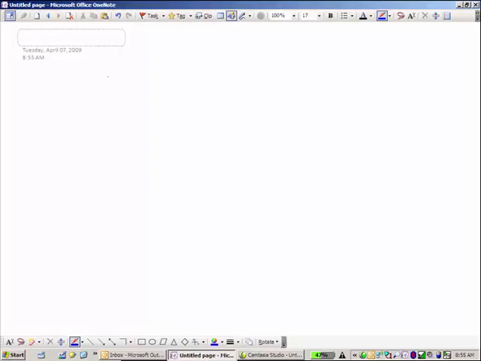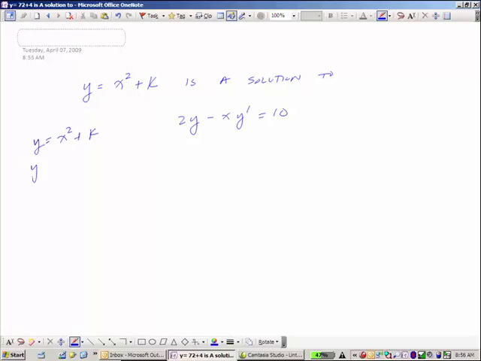All right, so this one's interesting. We want to find the values for k so that y equals x squared plus k is a solution to 2y minus xy prime equals 10. So we're actually trying to solve for k. Same deal. Over here, we do a little bit of work, and we know that the derivative is going to be... nope, other way. 2x.